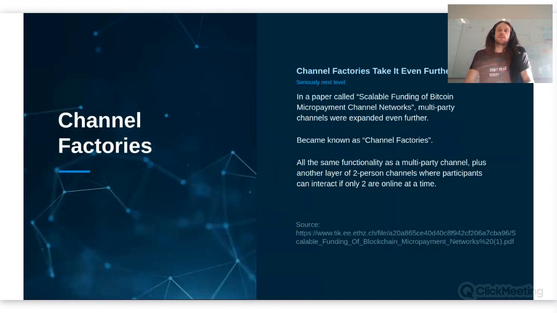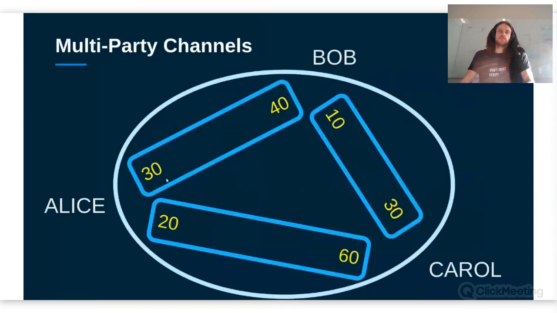We can take this a step further with a thing called channel factories. There's a paper released on this called Scalable Funding of Bitcoin Micropayment Channel Networks, which is a bit of a mouthful, but these have become known as channel factories. And what they are is Bitcoin Lightning Network channels within larger multi-party channels. So what this does is it allows Bob, Alice, and Carol to create one large multi-party channel. So this light blue circular barrier shows a single large channel between Bob, Alice, and Carol. Alice and Bob put in 50 Bitcoins and Carol puts in 90. And then they each open separate channels with each other within it.